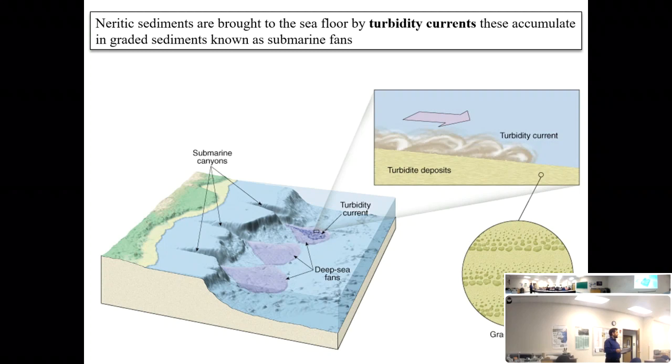Yeah, so what is a turbidite? So turbidite are actually the rock or the sediment deposit that's formed from turbidity currents. See, that turbidite deposit is formed from the turbidity currents.